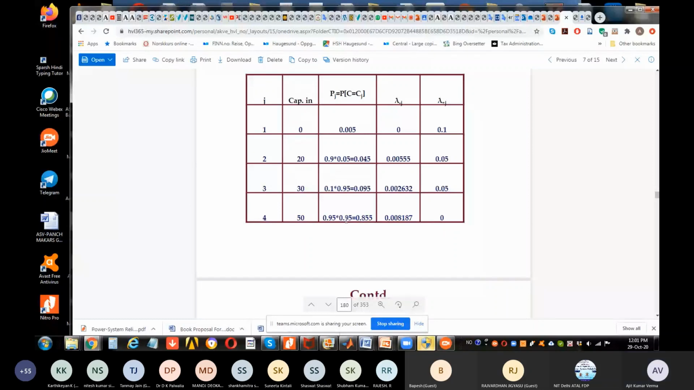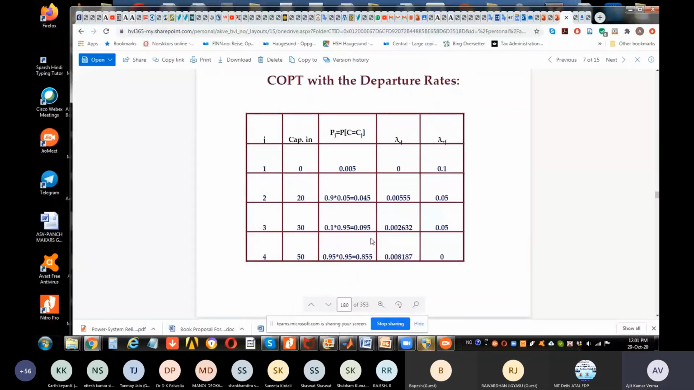And then what is the possibility it can go to a lower state? It can go either to 20 or it can go to 30. So there are two failure rates which you need to add up. From 50, it can go either to 20 or 30. Those are lower states. So the transition rates are these. Add them up, and it gives you 0.008187.